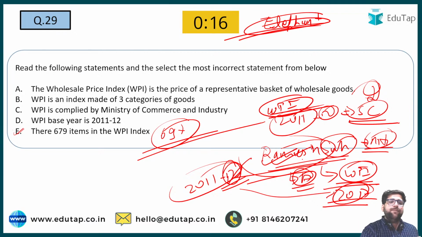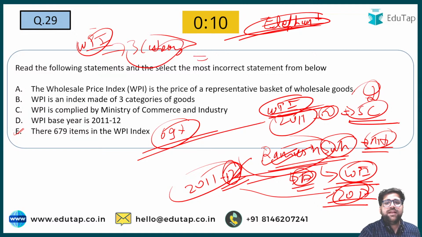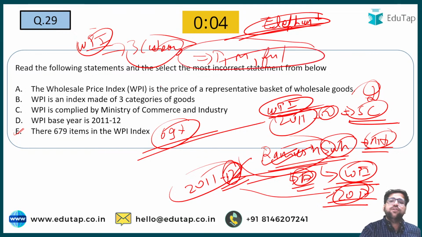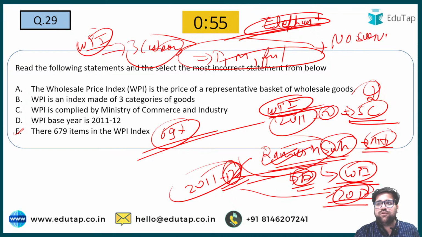Now for WPI, please remember, WPI has 3 categories of goods. We have primary, we have manufacturing, and we have fuels and power. You have to tell me in the comment box which of the following categories of goods has the highest weightage. This is also very important. WPI has no services. Please remember this particular point. It only has goods.